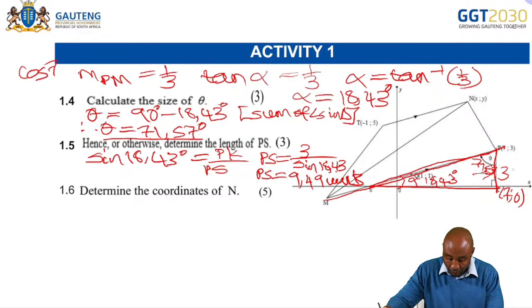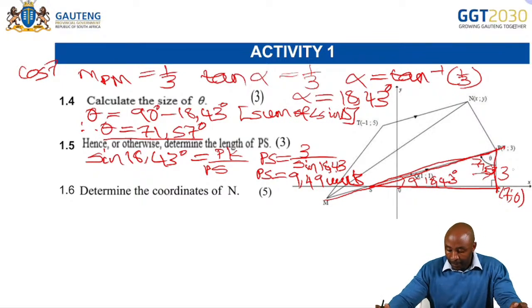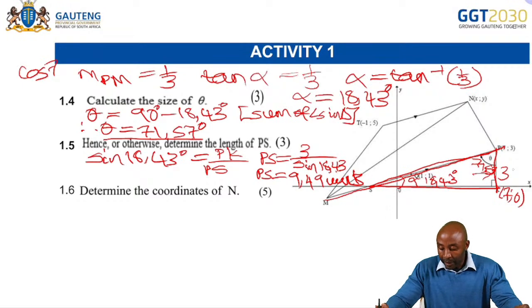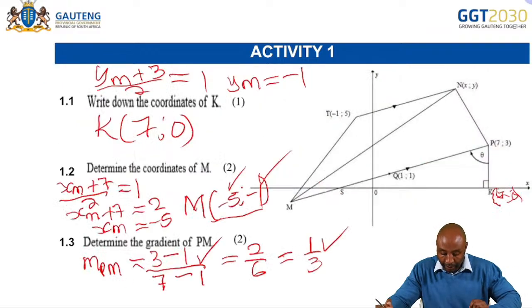We move on to 1.6. 1.6 will require us to work a little bit. We are supposed to find the coordinates of N. How do we determine the coordinates of N? What information do we have? I will quickly go back to the first slide on the information.